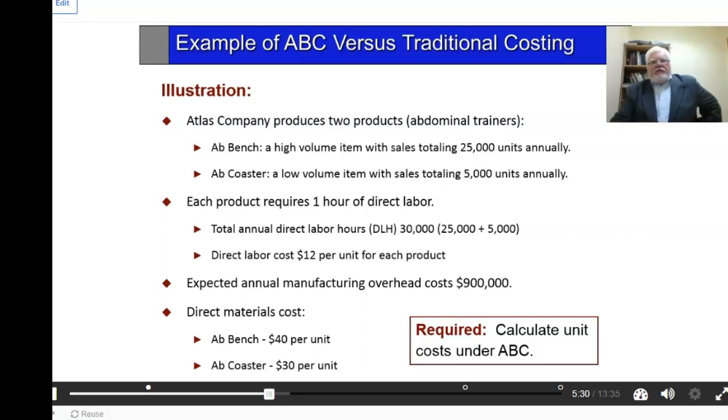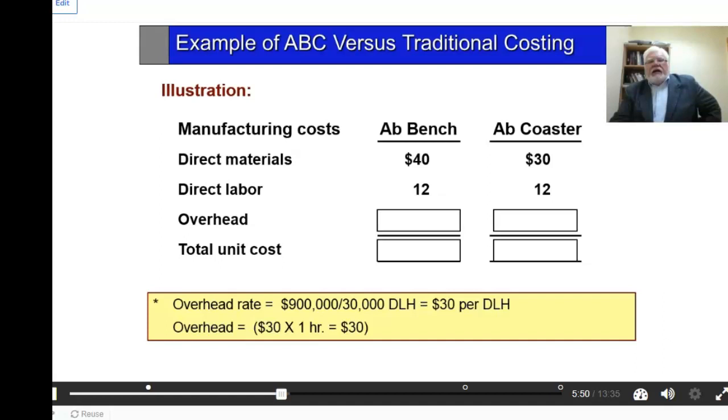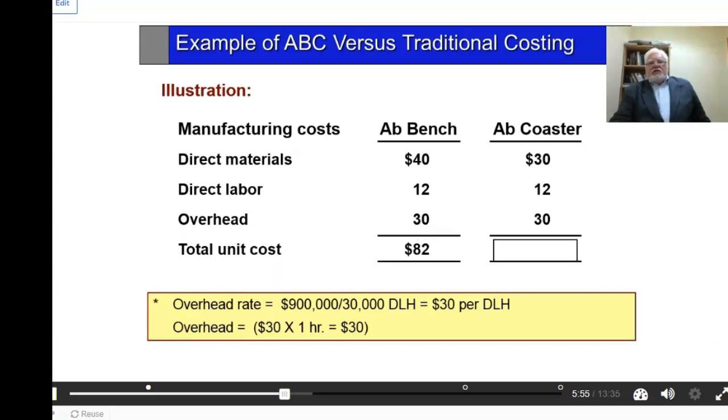And my overhead is $900,000. So I'm going to allocate that based on direct labor hours. So I figure the overhead rate, 900,000 divided by the total number of hours, and I get 30 per direct labor hour. And it's 1 hour for the bench, 1 hour for the coaster. So I'd say that the bench costs me 82 and the coaster costs me 72. Now, management wants to set the selling price at a markup of 50%. So at a cost of 82 for the bench, I would be selling that bench at a selling price of 123. And for the coaster, a 50% increase on that, and I'm looking at 108. So that's how I would sell the bench and the coaster.